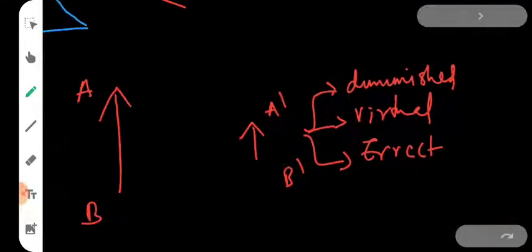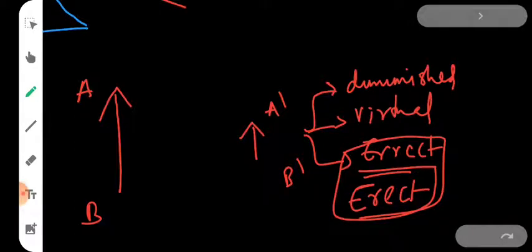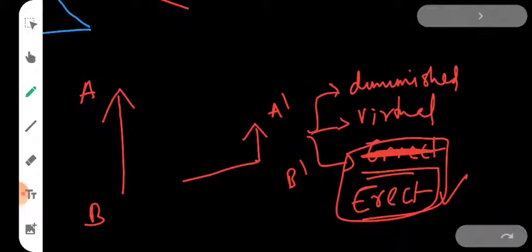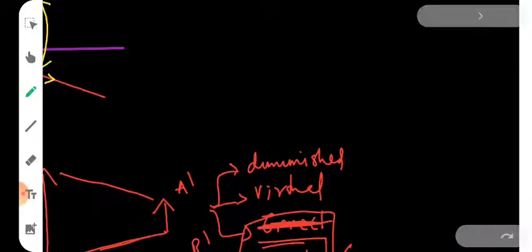For every case, I might have made a mistake in previous spellings of erect. The correct spelling is ERECT. So don't mistake it. So this is what happens in the case of a concave lens.